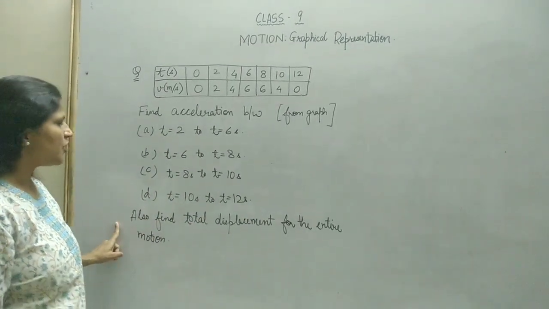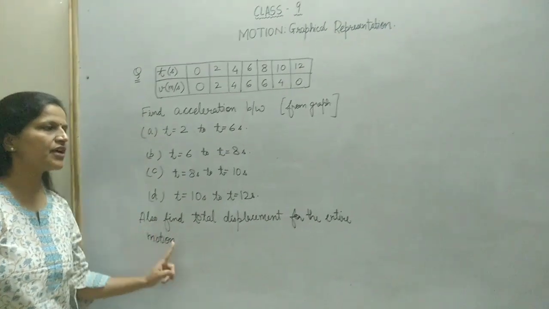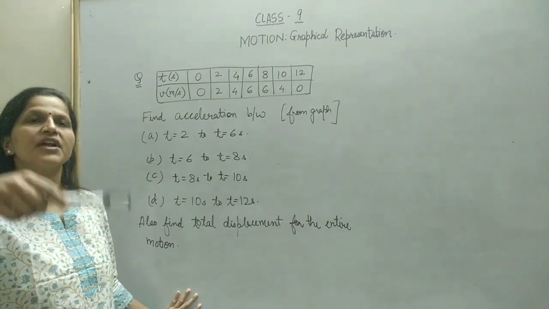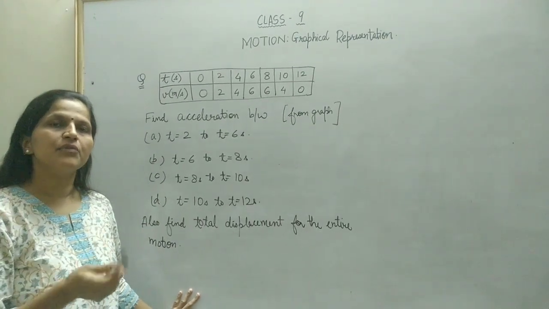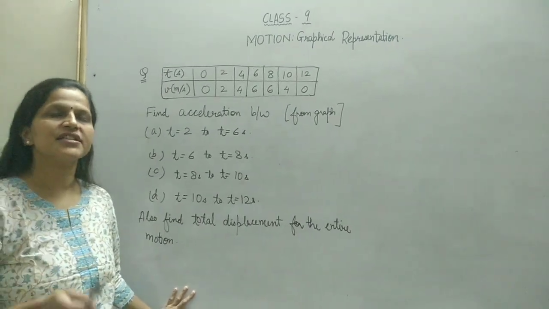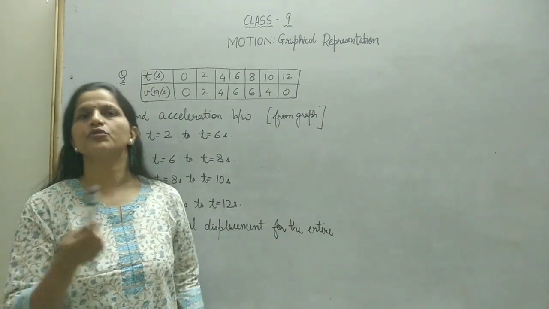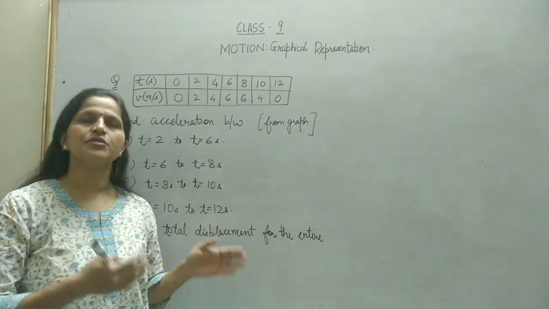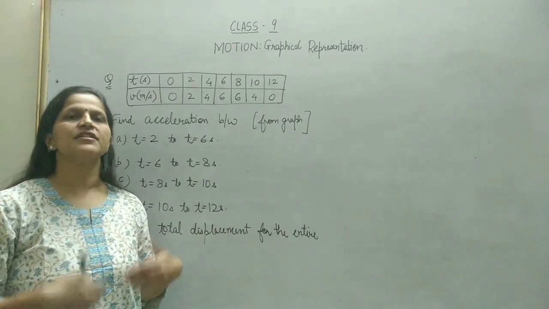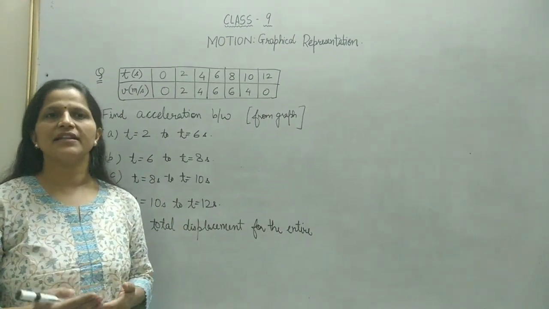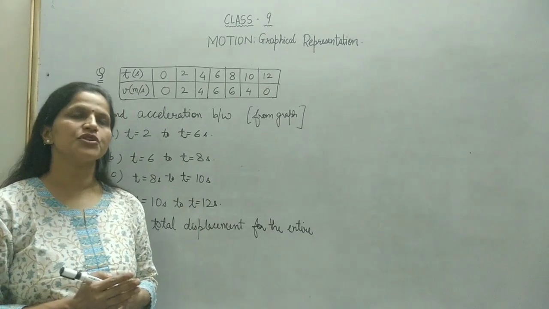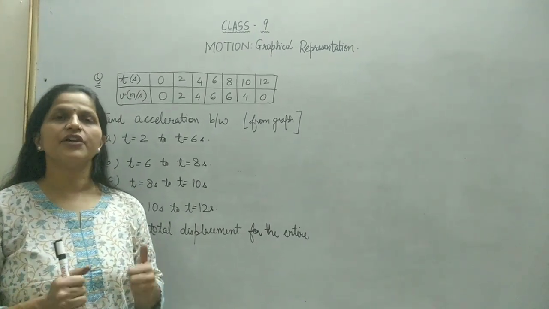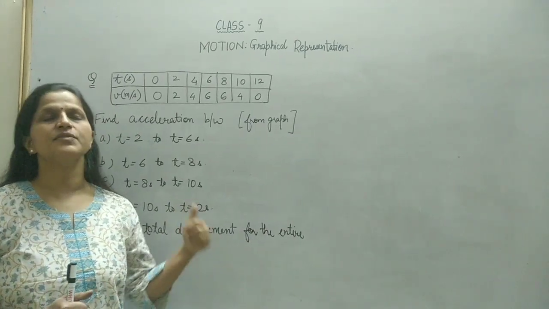Then you are also required to find out the total displacement for the entire motion. Using the graph, you can find out the area bounded by the graph and the time axis. That entire area will give you the total displacement of the motion. Kindly do these examples to understand the next topic which I will be taking in the next class, equations of motion for uniformly accelerated motion. And you need to be very proficient in graphs before proceeding.